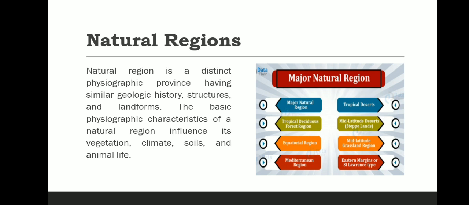My topic for today is natural region. So what is natural region? Natural region is a distinct physiographic province having similar geologic history, structure, and landform. The basic physiographic character of a natural region influences its vegetation, climate, soils, and animal life.